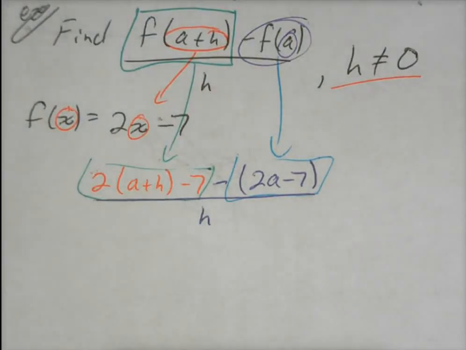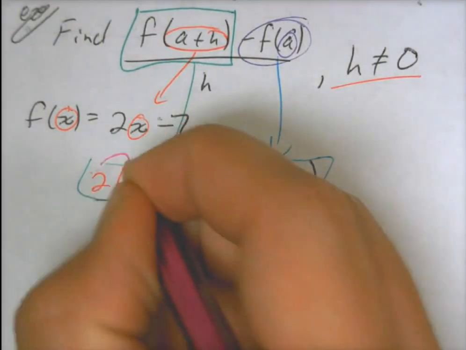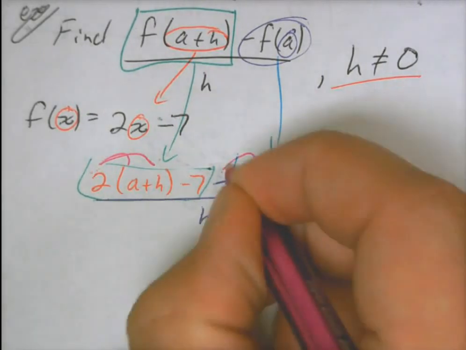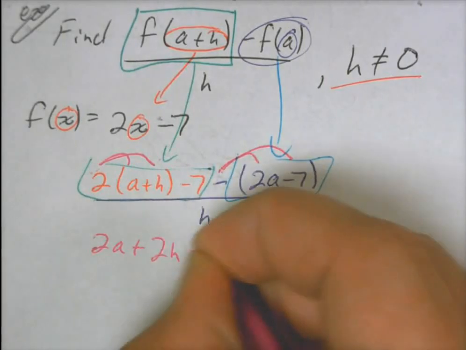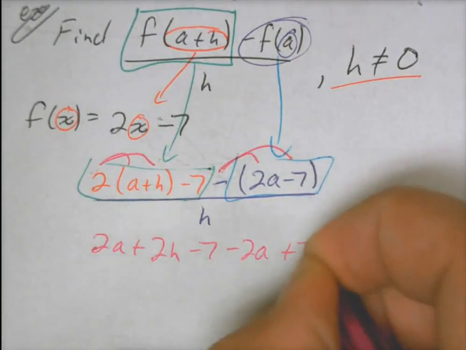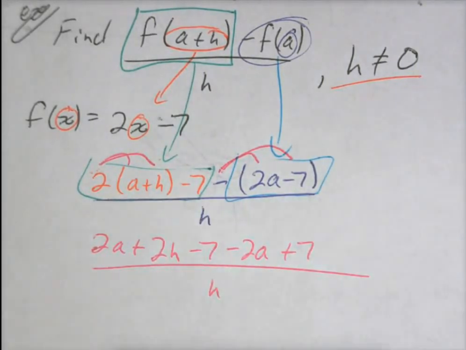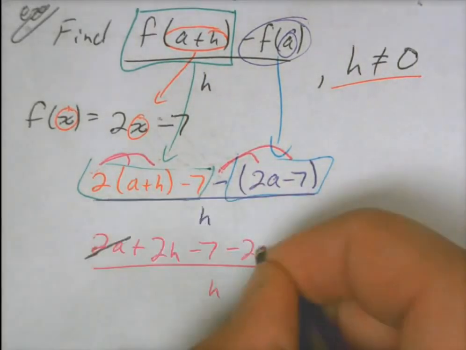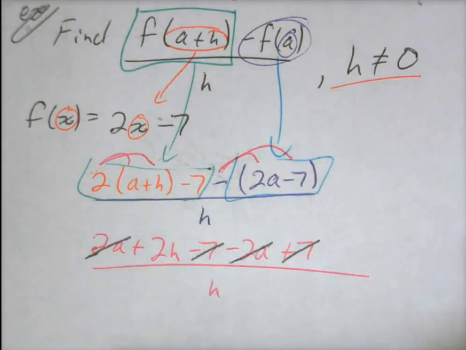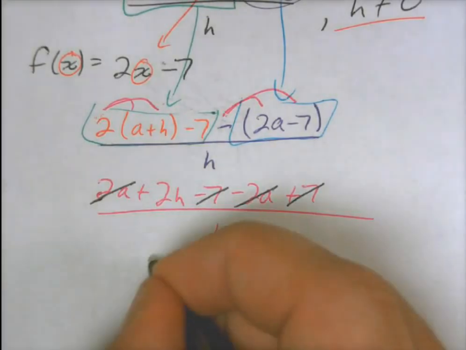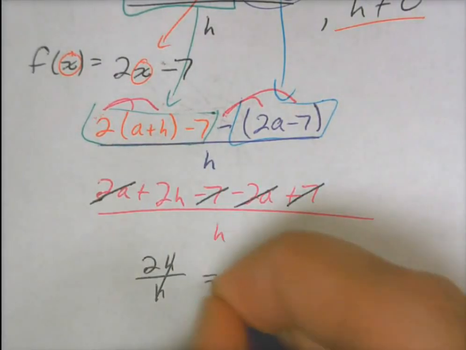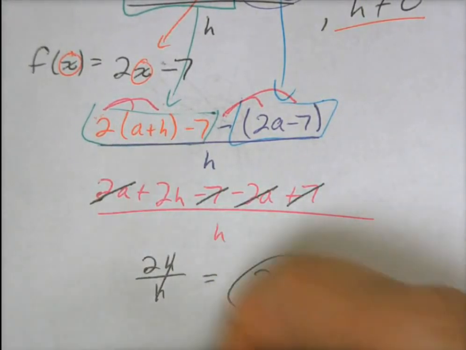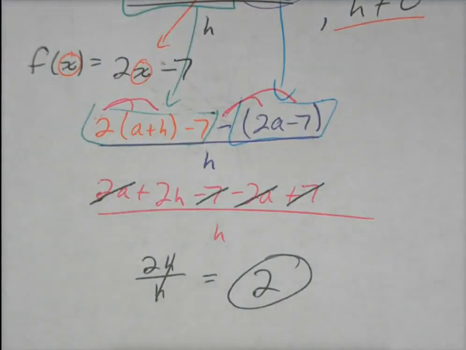Cool. Then from here, we can just distribute like we know how to do. So 2 times a and 2 times h. And then I will distribute this negative to both of those. So I have 2a plus 2h minus 7 minus 2a plus 7, all over h. If you notice, 2a minus 2a makes 0, negative 7 plus 7 makes 0, so I'm left with 2h over h. H divided by h makes 1, so this whole thing is just equal to 2. Hopefully this section is easy enough for you guys.